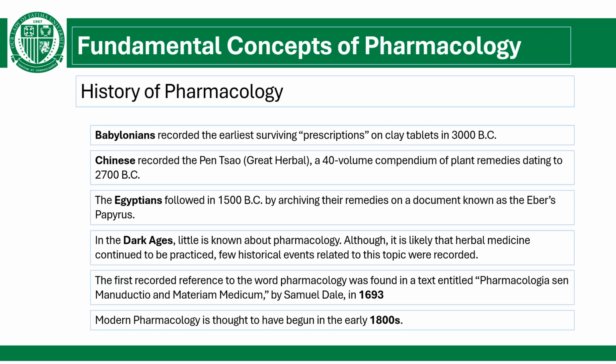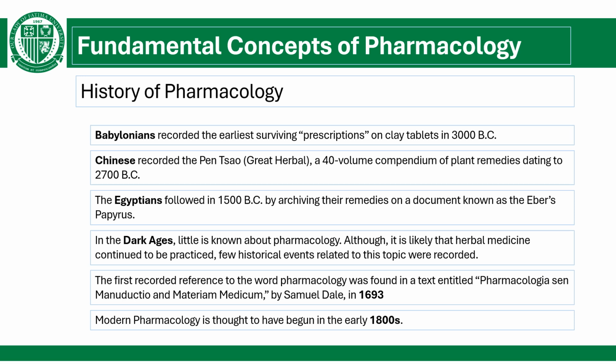Now, we proceed with the fundamental concepts of pharmacology with regards to the history itself. Recorded many years ago, or thousands of years ago, from the civilization of Babylonians, the early surviving prescriptions on clay tablets, so that would be 3000 BC, as compared now in 2024 AD. So we're talking about the length of 5024 years ago.